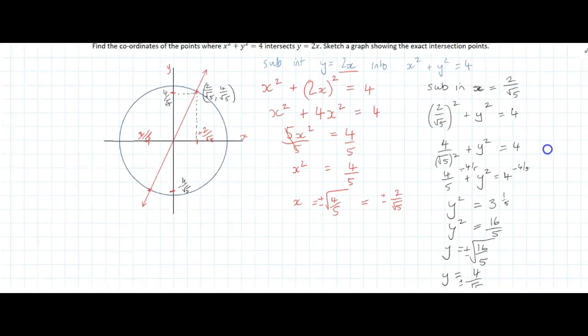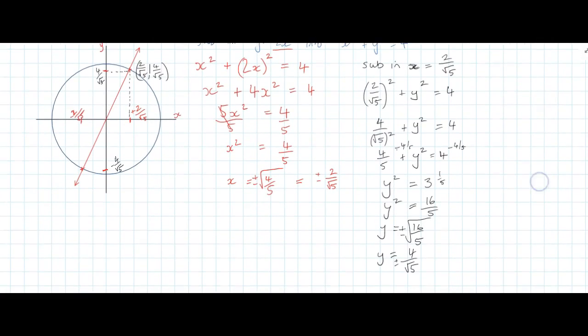So that is how you find the intersection points of circles and lines. It's similar to the parabolas.